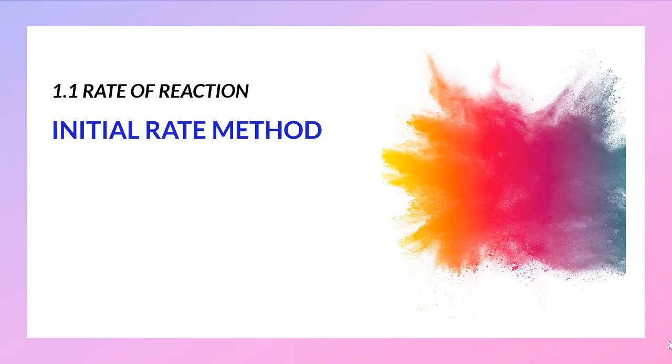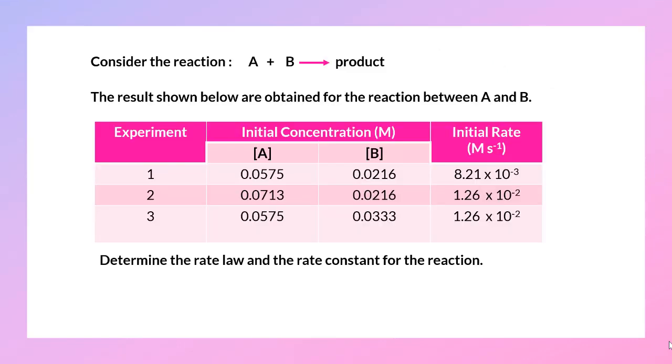So today we will continue our lesson with the initial rate method. In the previous lesson, you have learned about the rate law and what the rate constant is. The rate law relates the concentration of the reactants, the rate constant, and the order of the reaction. From the previous lesson, you also know that the order of the reaction cannot be determined from the stoichiometric coefficient. It must be determined experimentally. So today we will learn how to determine the order of the reaction from the experimental data.